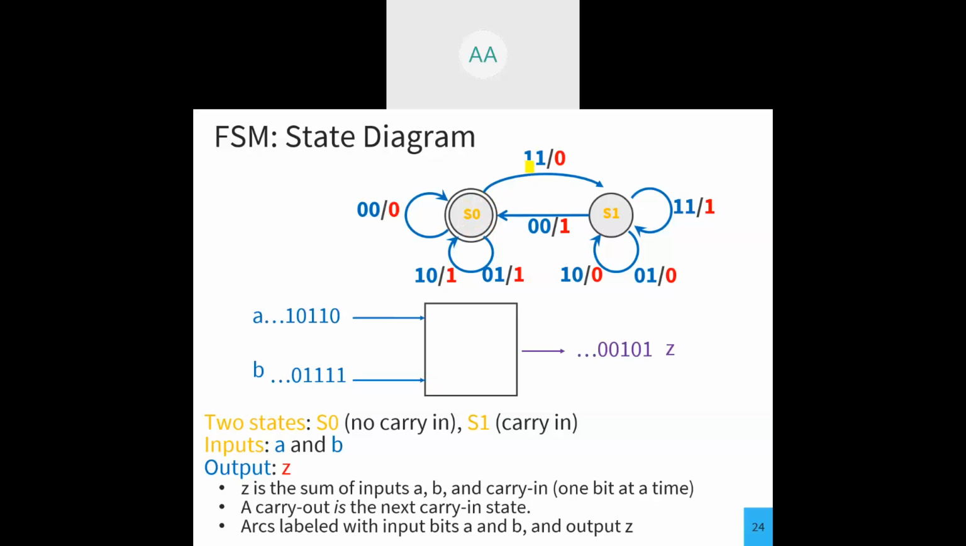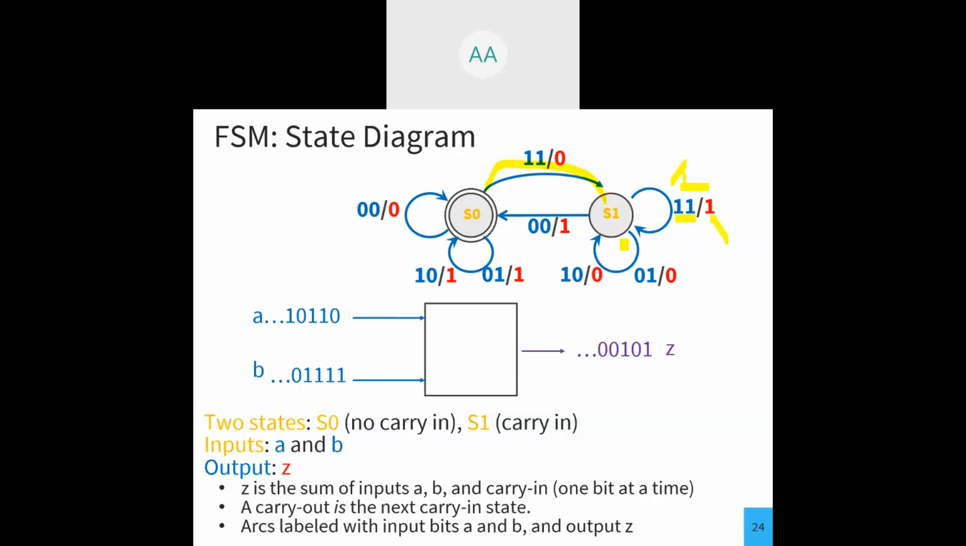But when we have 1 1, that means output is 0, but the carry is 1. So we need to jump from S0 to S1 because we have a carry 1. Now we have a carry 1, remember. And then if the input is 1 1 and we already have a carry 1, the output is what? The output is 1, and we have an external carry 1, so we are still staying at S1.